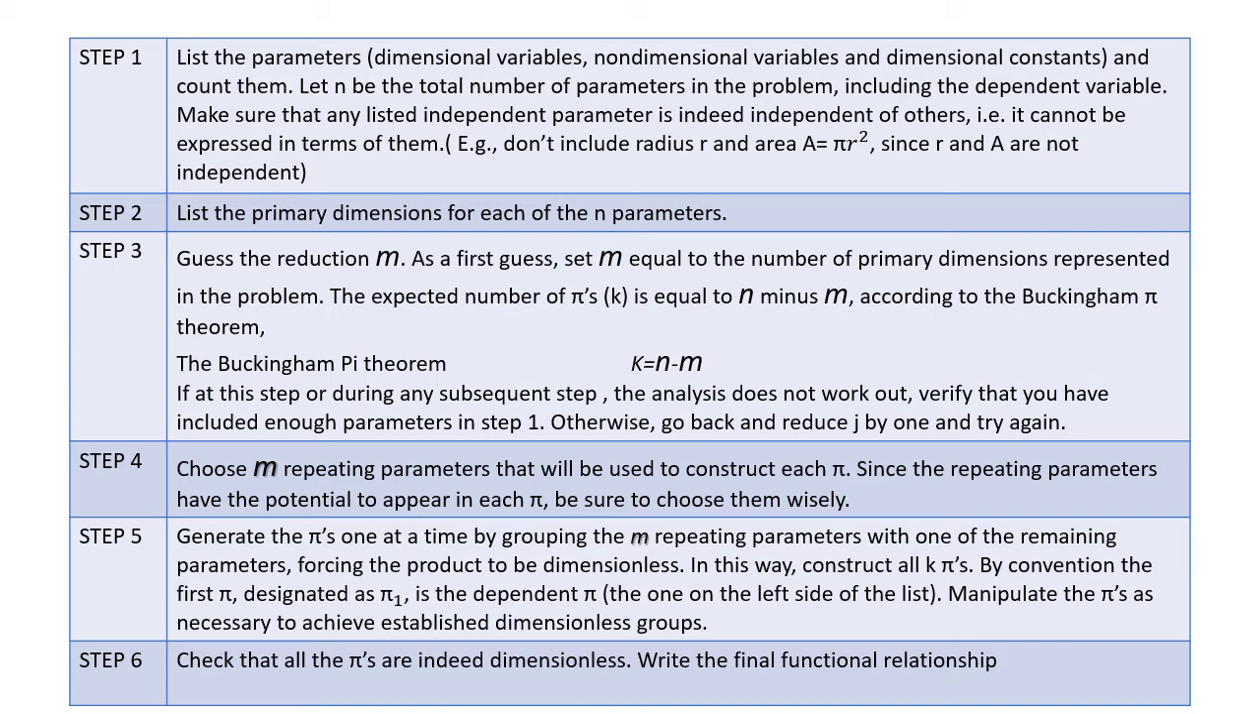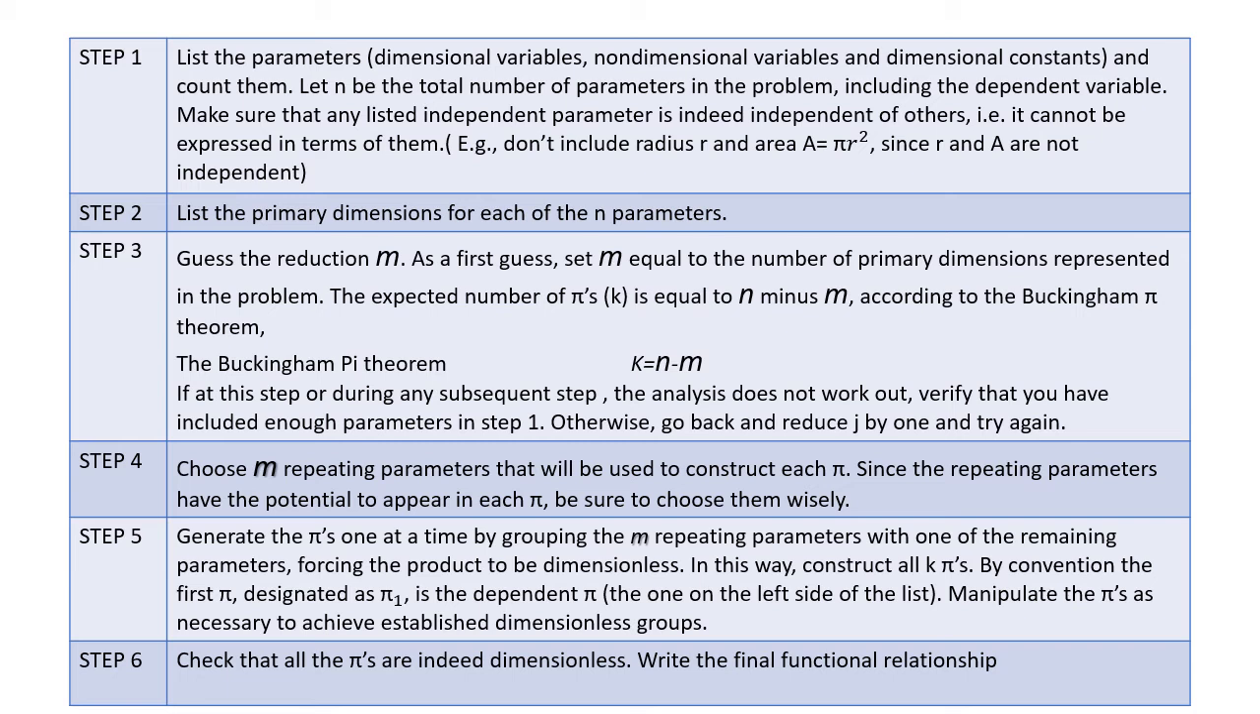Step 1, list the parameters, dimensional variables, non-dimensional variables and dimensional constants, and count them. Let n be the number of parameters in the problem including the dependent variable. Make sure that any listed independent parameter is indeed independent of others, that is, it cannot be expressed in terms of them. Example, don't include radius r and area A equal to pi r squared, since r and A are not independent. That is step 1.